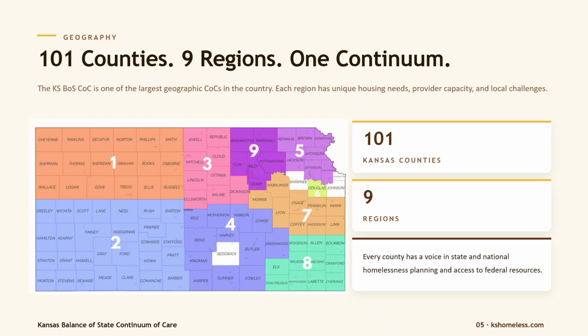Here's what that 101 county geography looks like. The KSBOS CoC is organized into 9 regions. Each region has unique housing needs, provider capacity, and local challenges. The CoC's job is to make sure each region has a seat at the table in state and national homelessness planning and access to federal resources that flow through the U.S. Department of Housing and Urban Development. This is also why membership matters so much. Local voices from every region inform how the CoC coordinates across the whole geography.